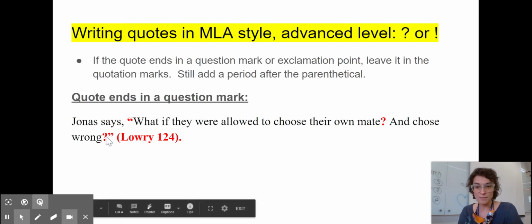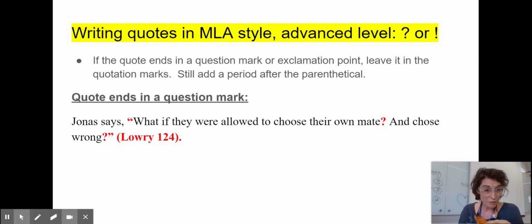But I keep the question mark inside the quote because otherwise, if I were to move it, like I move a period to the outside of the quotation, it would be weird because I would say "wrong." My brain would say, oh, that's the end of a sentence. It's not a question. I would say, and chose wrong. And then I would say Lowry 124. And then I would see the question mark. I'd think, oh, it was a question. Oops. And I'd have to reread and read it correctly in my mind. So we want to keep this question mark here so that readers correctly read your quote in their mind. And again, we include the author's last name and the page number in a parenthetical followed by a period.